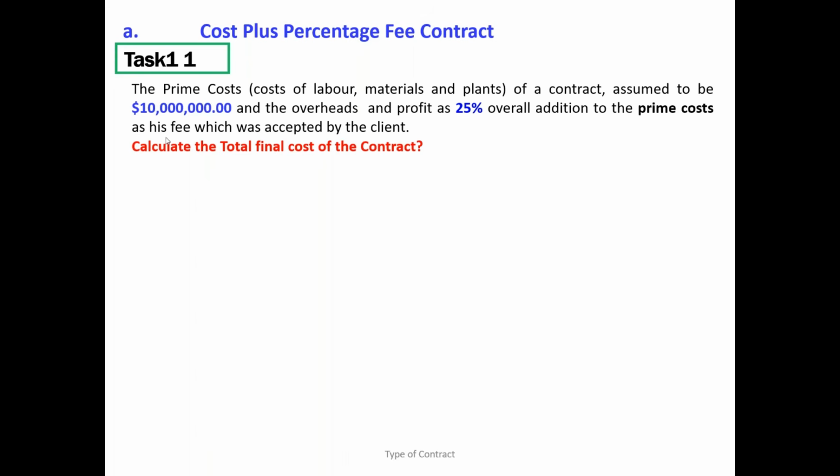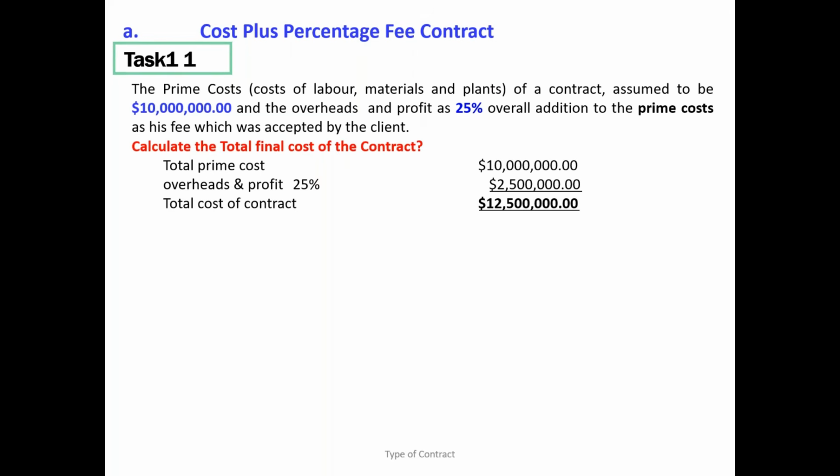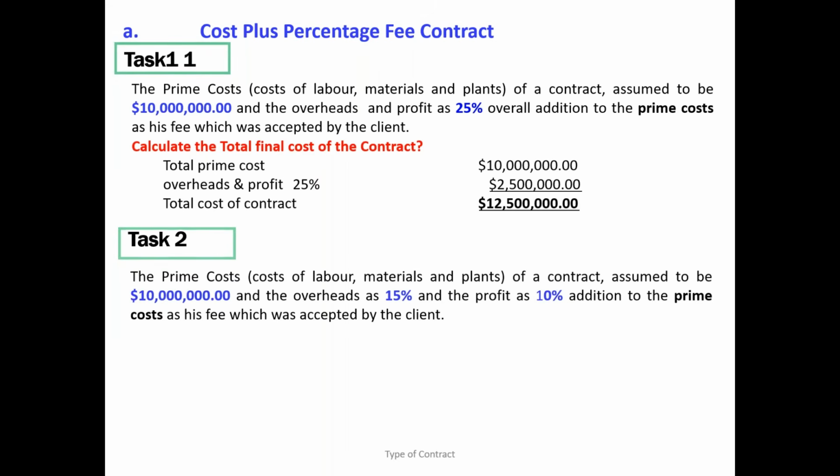Everybody, try. Yes, we are going to pay 12.5 million, right? Now I am going to ask you the task 2 question. It is a little bit tricky. Only a few people can answer this. Calculate how much amount you are going to pay here. Carefully see the question and answer, okay? Many people make a mistake in this particular calculation.